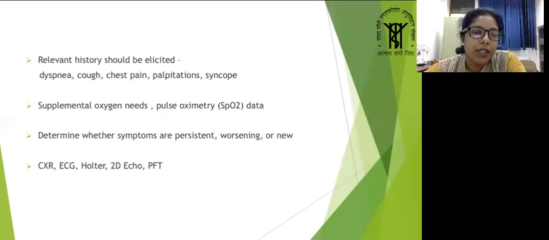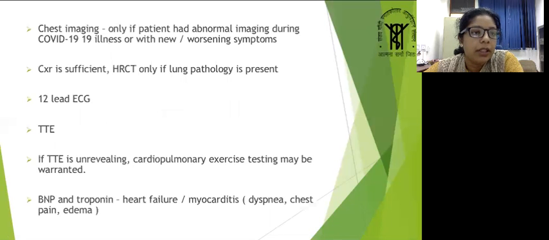So we have to proceed with a few investigations in these patients like chest X-ray, ECG, Holter, 2D echo, and PFTs may have to be performed. Chest imaging is needed only if the patient had abnormal imaging during COVID-19 illness or presents with new or worsening symptoms. HRCT is needed only if some new lung pathology is present, otherwise chest X-ray suffices.